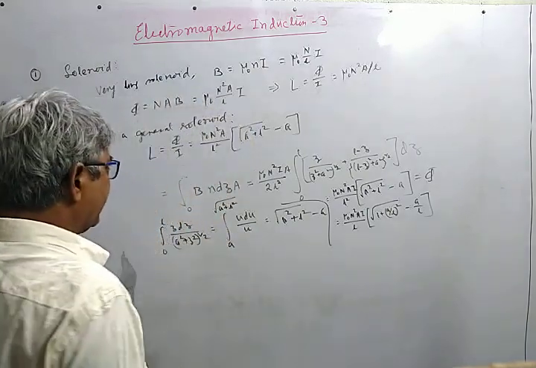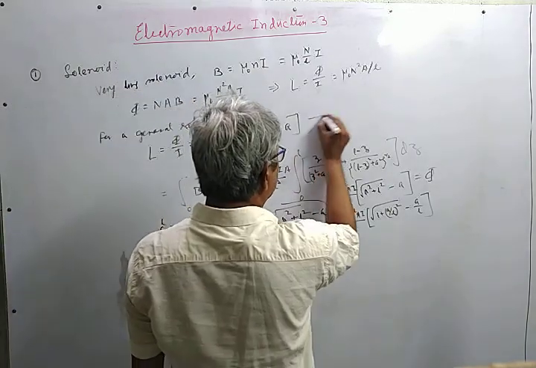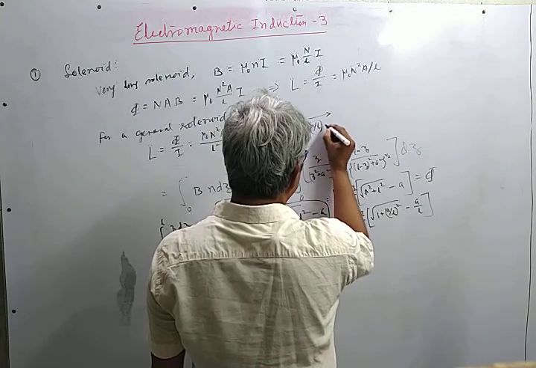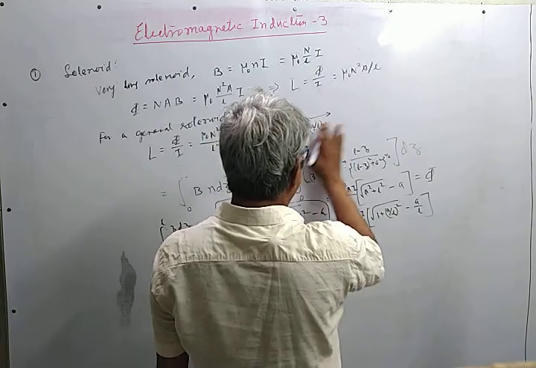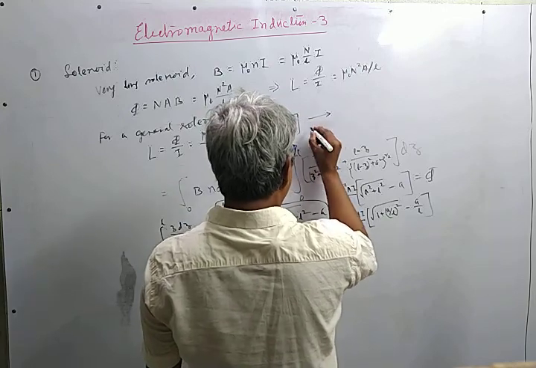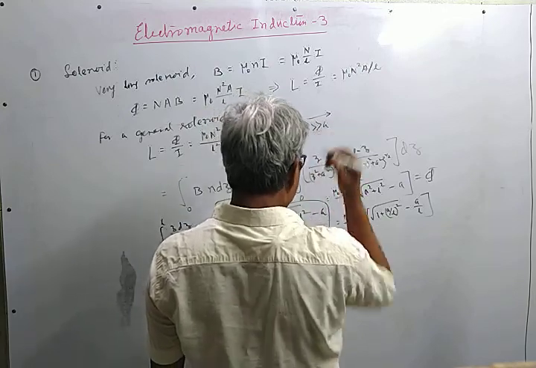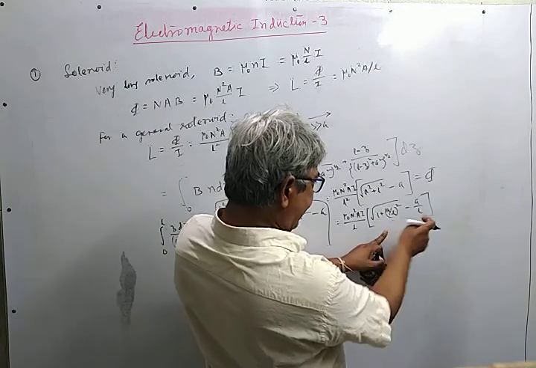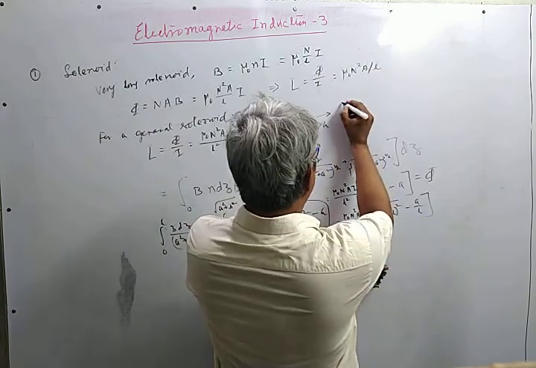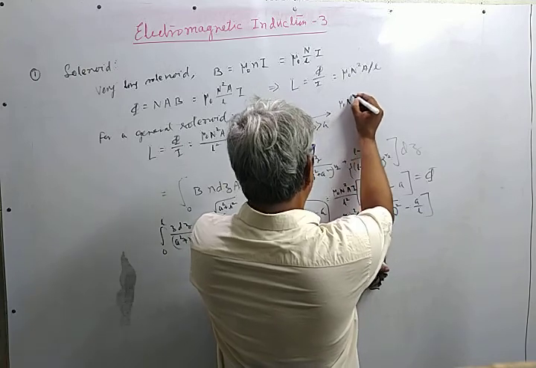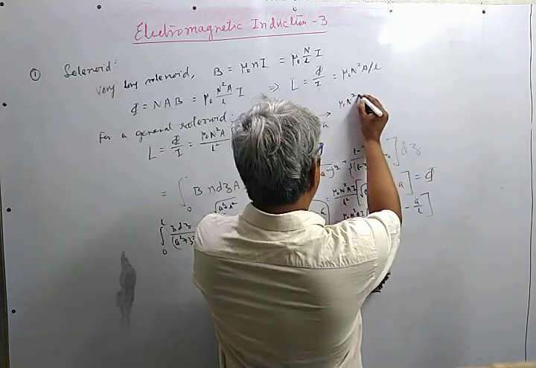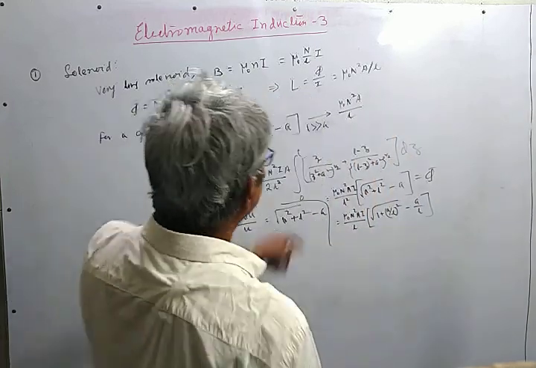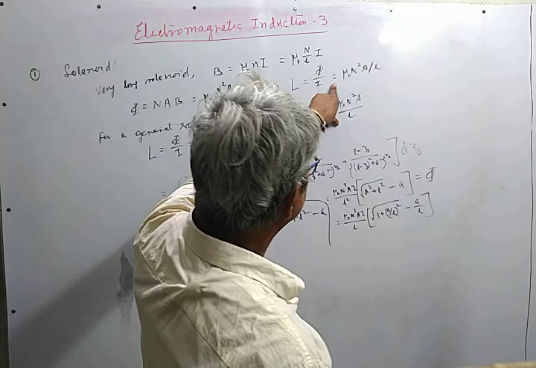Which for a very long solenoid, in the approximation when a by L tends to 0, or when L is much greater than A, the expression becomes this, and we can neglect the other term, so this becomes mu 0 n square A upon L, the same expression.